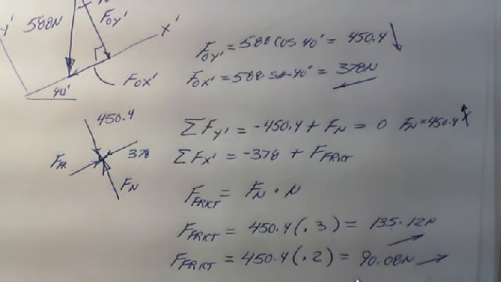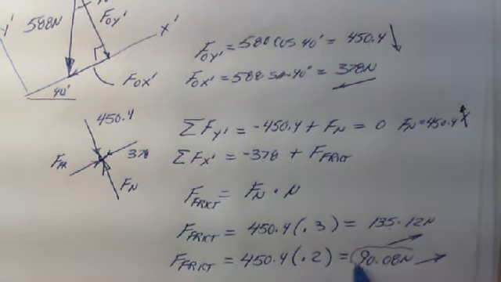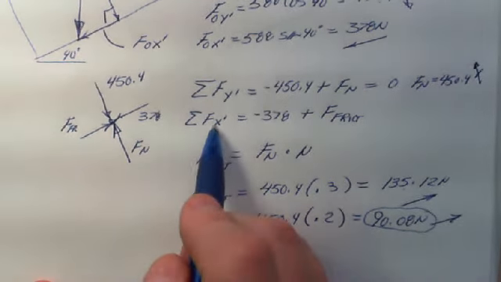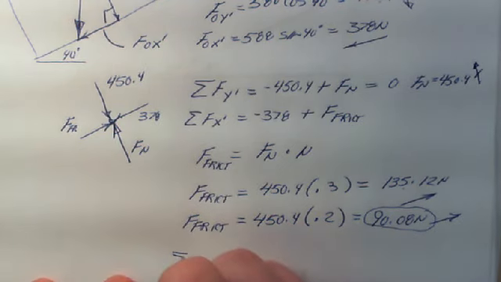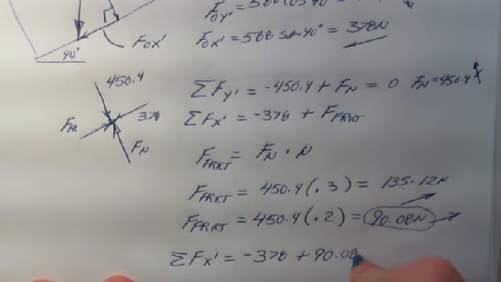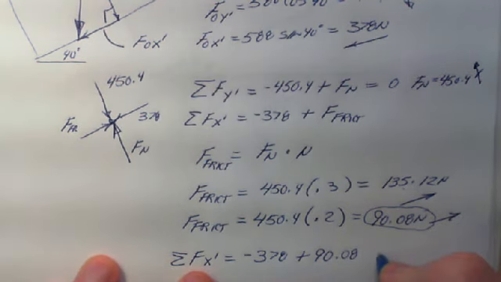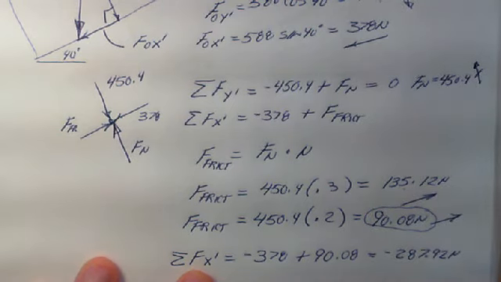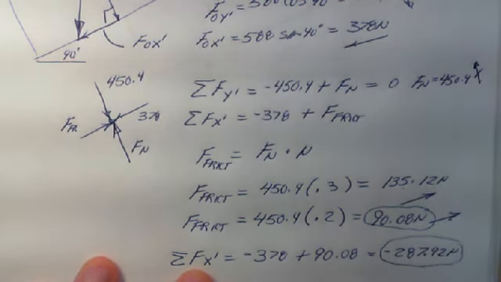Alright, so now, since we know the object's going to move because the force is greater than the static frictional force, we go ahead and use only this force in determining our accelerations. So again, we would go back to this equation here and put the value in. If we sum up our forces in the x prime direction, I will have minus 378 plus 90.08 newtons. We run that value and we'll get a minus 287.92 newtons. That is our overall net force of this mass.